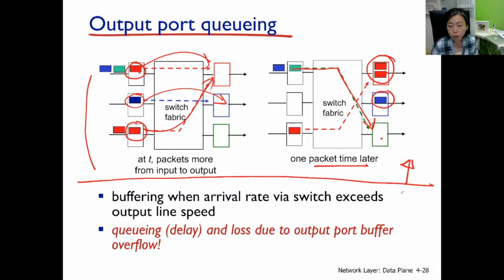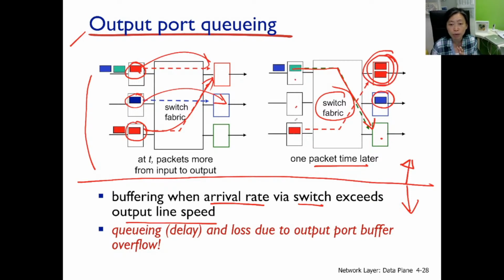now let's come back to buffer management. We also need buffer management at the output port. This is because the arrival rate through the fabric could exceed the output line speed. So with a super fast switch, such as a non-output port contention router, usually the packets can come in real quick.